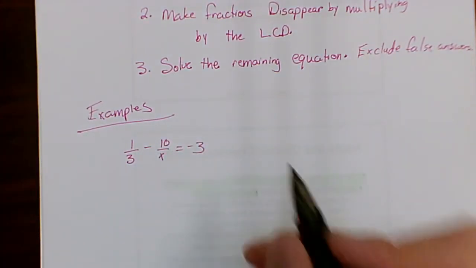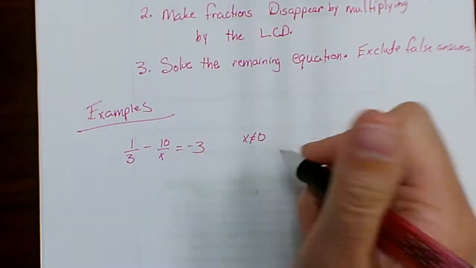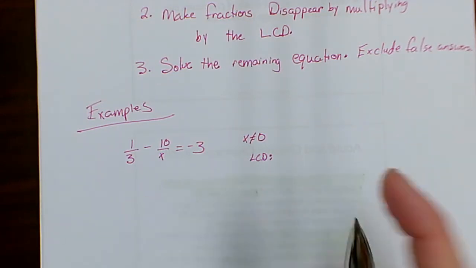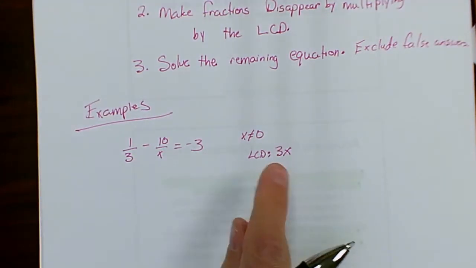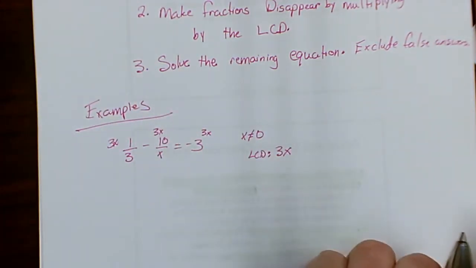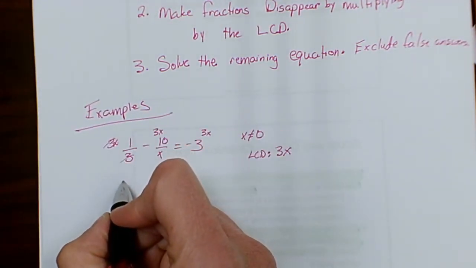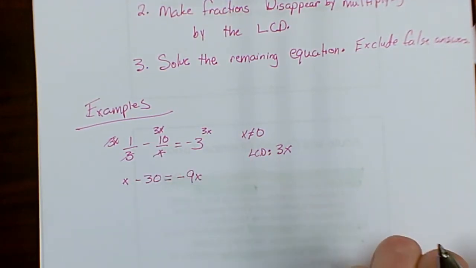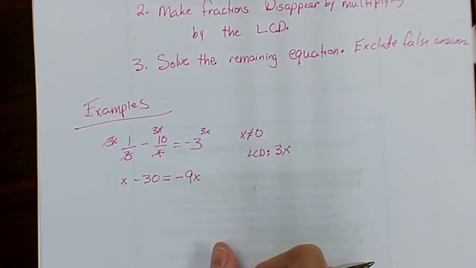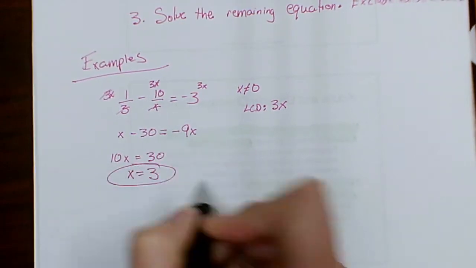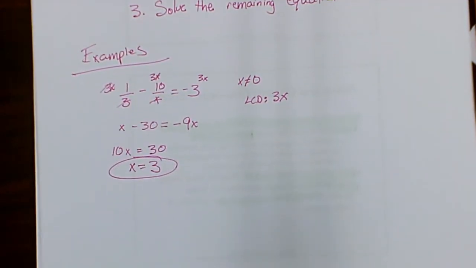Okay, so let's solve this one. Well, at first, x cannot equal 0. Now, the least common denominator, remember you write every single denominator down and leave out the factors that are the same. So 3x would be our least common denominator. We have a 3, we have an x. So we're going to multiply 3x by every single term. So x times 1 is x. We have minus 30 equals negative 9x. Add, and now you can solve like a normal equation. So this will be 10x equals 30. So x equals 3. That is an answer because it will not void our denominator.